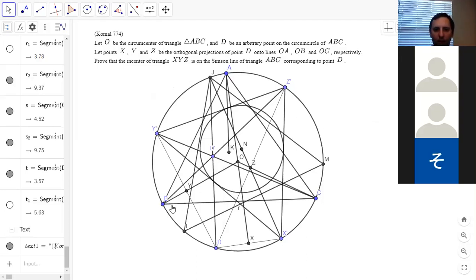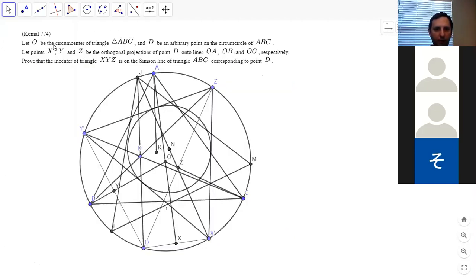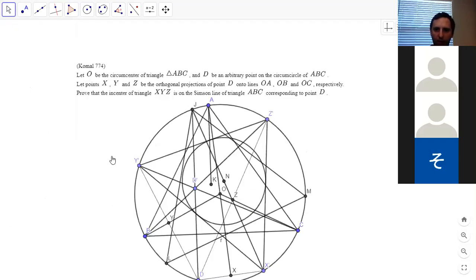But AK, because D prime is the orthocenter of JBC. Yeah, so it is a parallelogram. So okay, I'm going to start writing this up, because I think we have a solution.